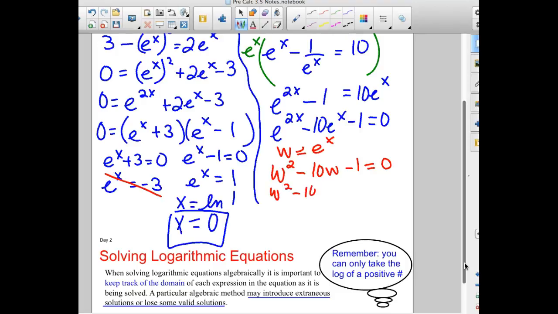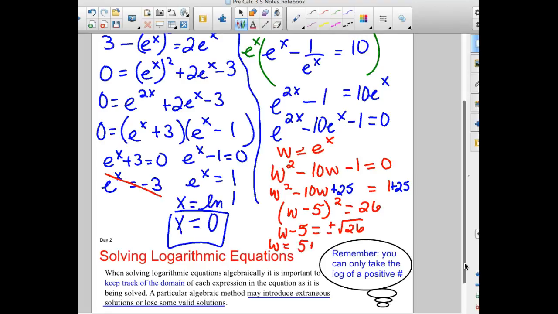W squared minus 10w. I'm going to bring the 1 to the other side. I need half of 10 squared, so I'm going to add 25 to both sides. So I have on this side w minus 5 squared equals 26. Square rooting both sides. So I've got w equaling 5 plus minus the square root of 26.